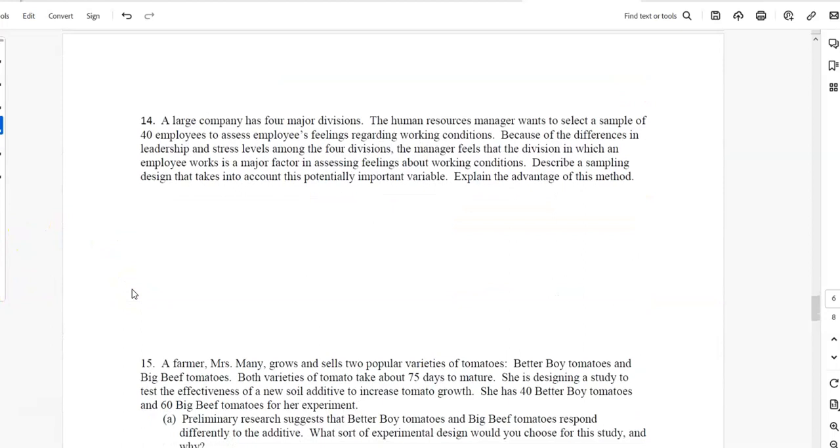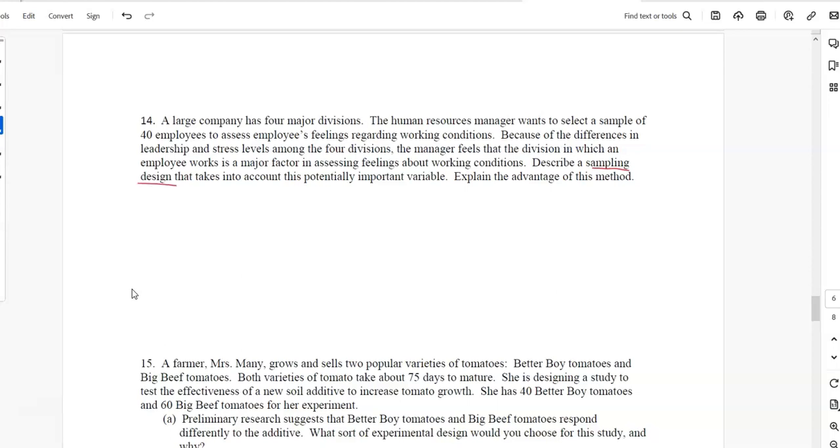Number 14: a large company has 4 major divisions. A human resources manager wants to select a sample of 40 employees to assess employees' feelings regarding working conditions. Because of the differences in leadership and stress levels among the 4 divisions, the manager feels the division in which each employee works is a major factor in assessing feelings about working conditions. So describe a sampling method that takes this into account. Now, the key words here are sampling method. We're not doing an experiment.